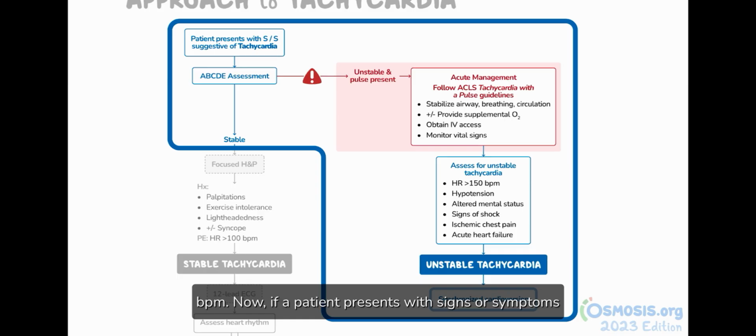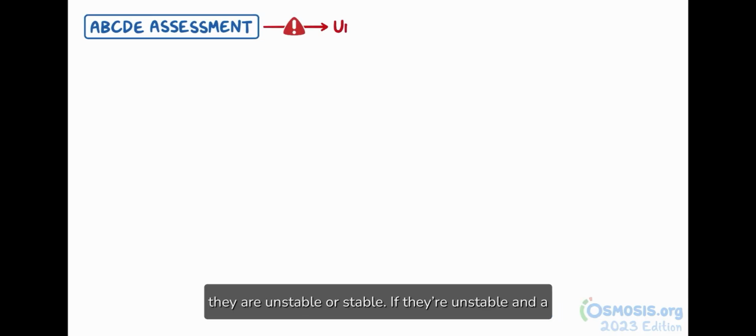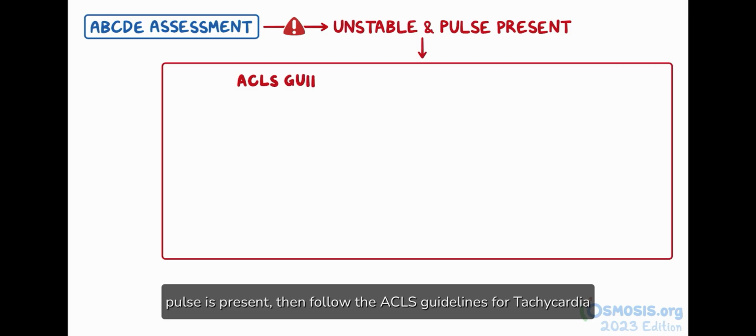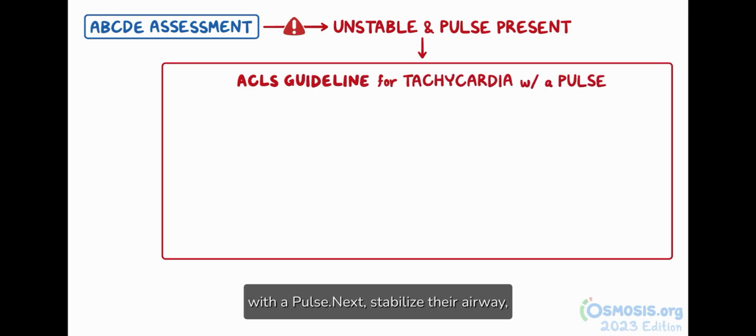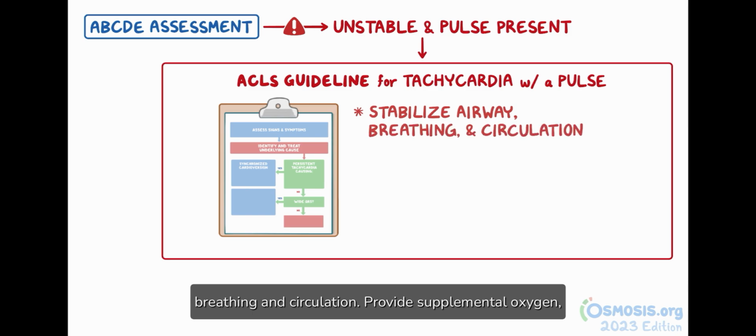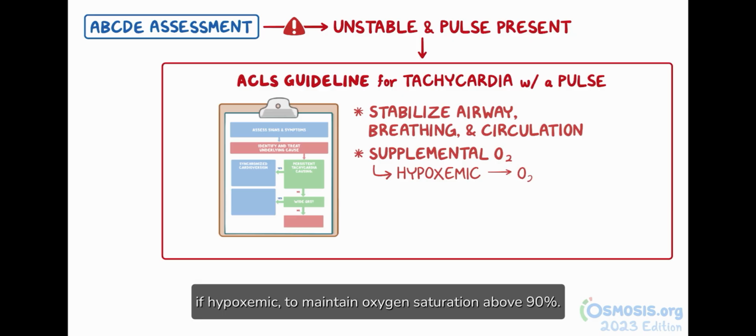Now, if a patient presents with signs or symptoms of tachycardia, first perform an ABCDE assessment to determine if they are unstable or stable. If they're unstable and a pulse is present, then follow the ACLS guidelines for tachycardia with a pulse. Next, stabilize their airway, breathing, and circulation. Provide supplemental oxygen, if hypoxemic, to maintain oxygen saturation above 90%.